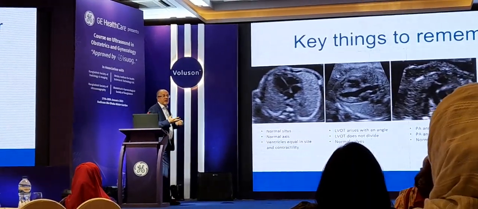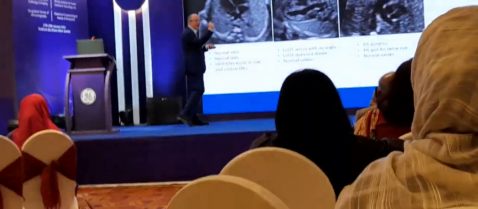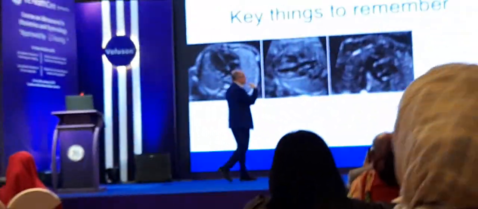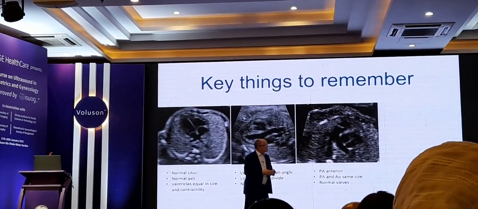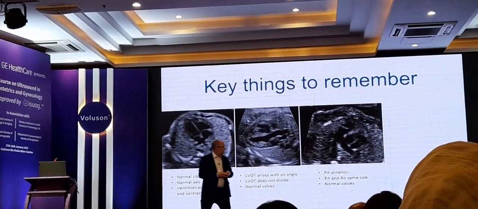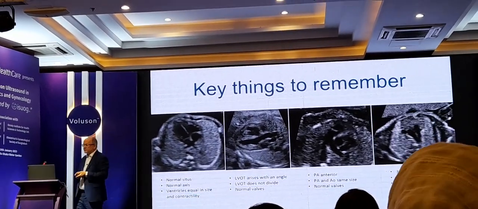Pulmonary artery, unlike the aorta, comes from the center of the heart, belongs right in the heart of the heart. The pulmonary artery is anterior. Pulmonary artery and the aorta, at mid-gestation at least, are of the same size. And the valves are normal and beautiful to see.